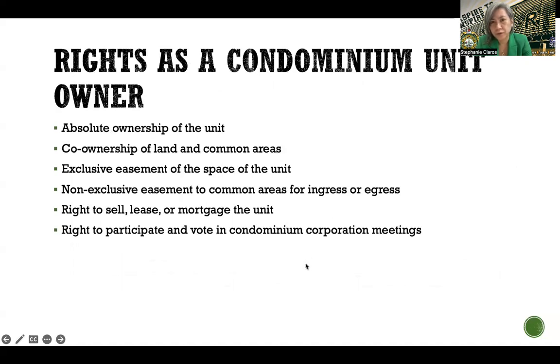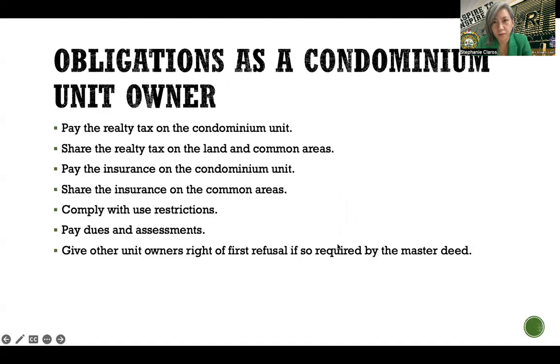So what are the rights of a condominium unit owner? Absolute ownership of the unit, co-ownership of land and common areas, exclusive easement of the space of the unit, and then easement but non-exclusive of the common areas for ingress or egress. The unit owner has the right to sell, lease, or mortgage the unit, and the right to participate and vote in condominium corporation meetings.